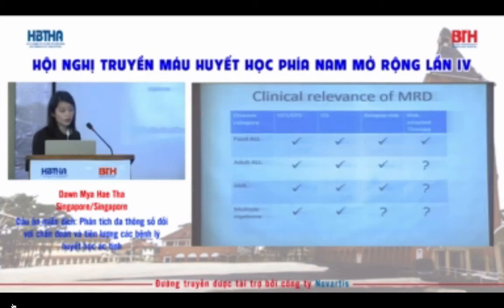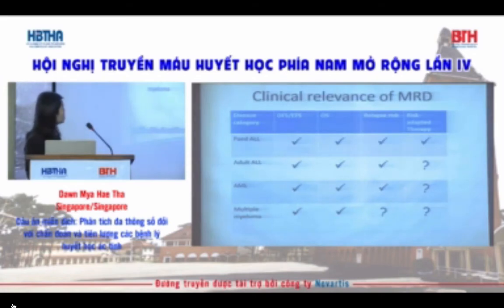So this is the overview of clinical relevance of MRD for different diseases. So for pediatric ALL, it is proven to be an independent risk factor for disease-free survival, overall survival, and also prediction of relapse risk. Risk-adapted therapies are also proven to change the outcomes in pediatric ALL population. So risk-adapted therapy can be both ways: intensification of treatment in MRD positive patients, or de-escalation of treatment in patients with negative MRD.